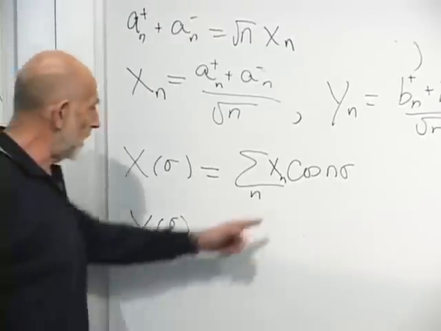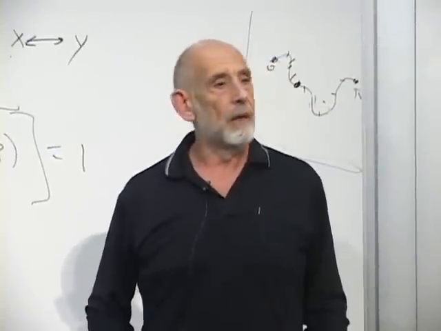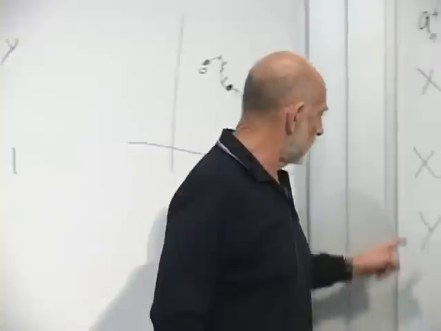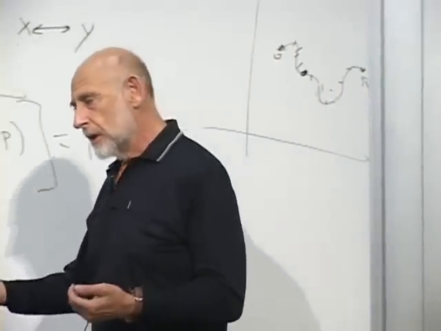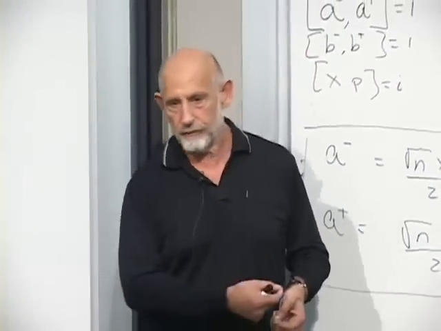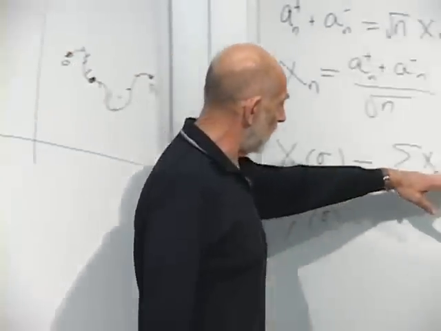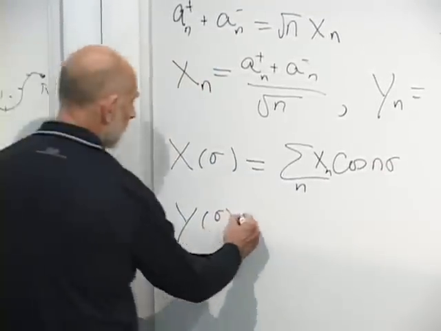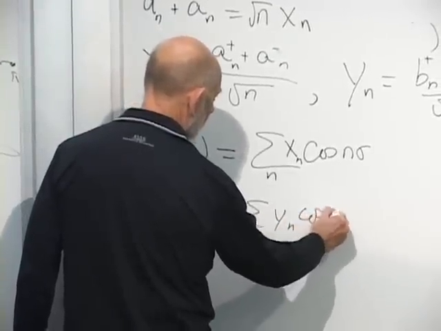Why did I use cosines and not sines? Anybody remember? The boundary conditions are such that the derivatives of x should vanish at the endpoints. That's the condition that the force at the ends not be strong enough to cause infinite acceleration. But this is the right way to expand the x's. Likewise with the y's. Summation n, y sub n, cosine n sigma.